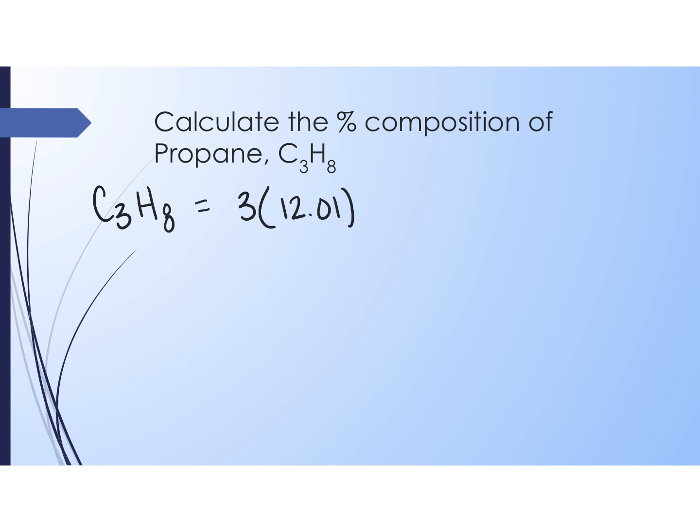12.01. That comes straight from the periodic table. And then I'm going to add that to hydrogen. How many hydrogens are in this compound? 8. What's the mass of hydrogen? Okay, so go ahead and add those up. All right, what are we getting? 44.11. Okay, 44.11? Yeah. Good.